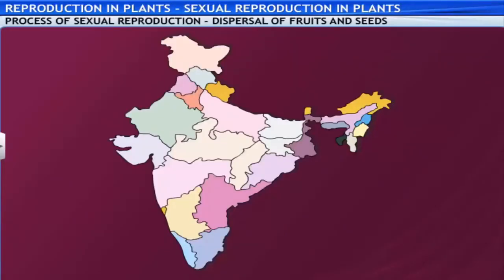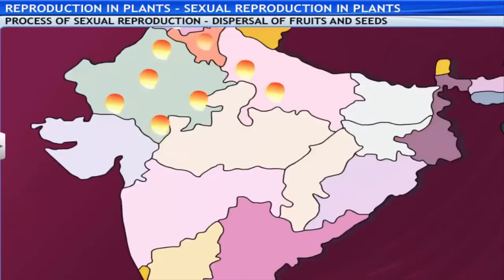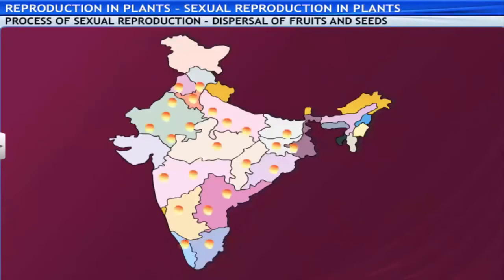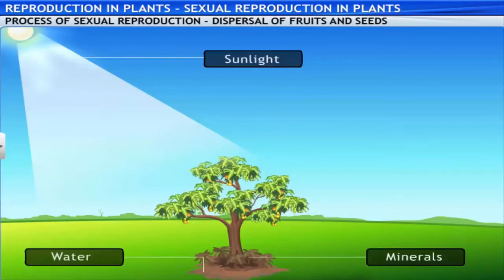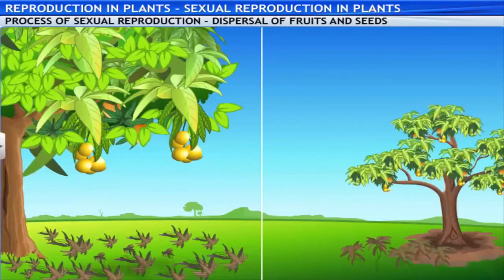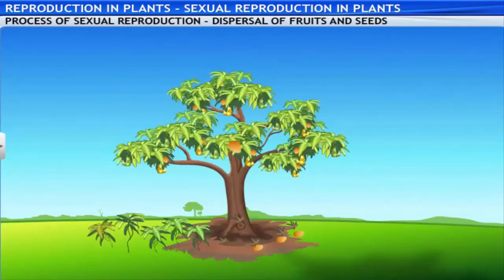Have you ever wondered how it would be if all mango trees are found just in one place in India? That sounds really disastrous, right? If saplings were to grow just below the parent plant, there would be a lot of competition for sunlight, water, minerals, and space. This would result in the growth of unhealthy plants. Hence, seeds need to be dispersed to prevent competition between the seedlings for space, sunlight, water, and nutrients.